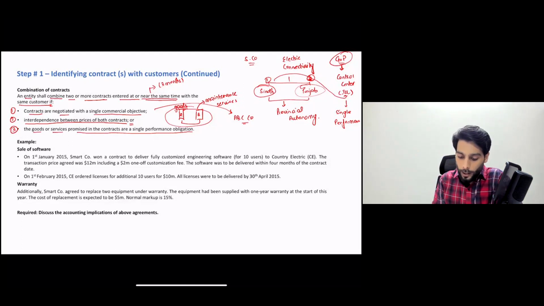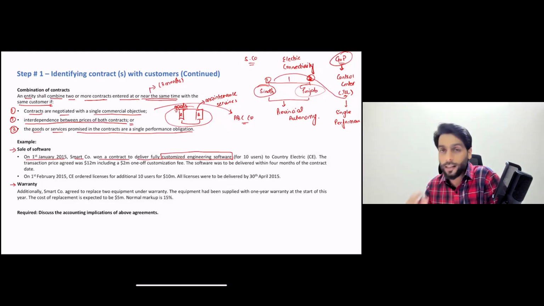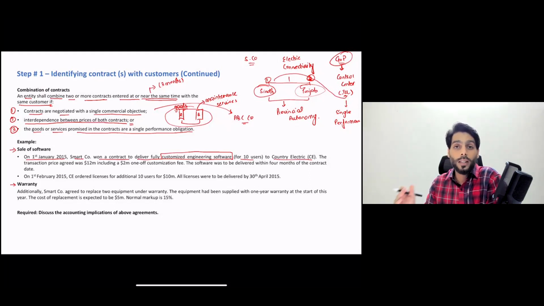All right. So in this example, we basically have two scenarios. There is sale of software and there is sale of warranty. So your examiner says on 1st January 2015, Smart Company won a contract to deliver fully customized engineering software. Remember, these are customized engineering software for 10 users to Country Electric. So there is one company, Smart Company, and it has to provide fully customized software for 10 users.